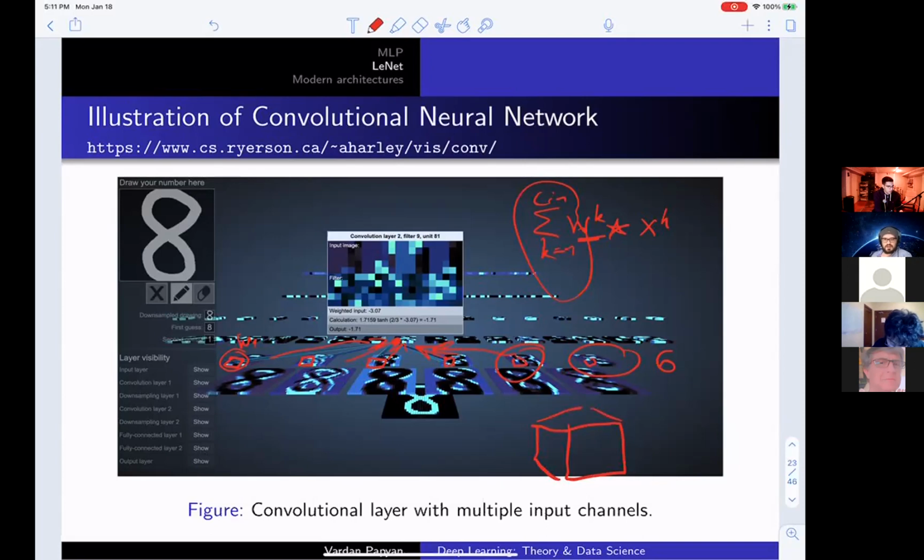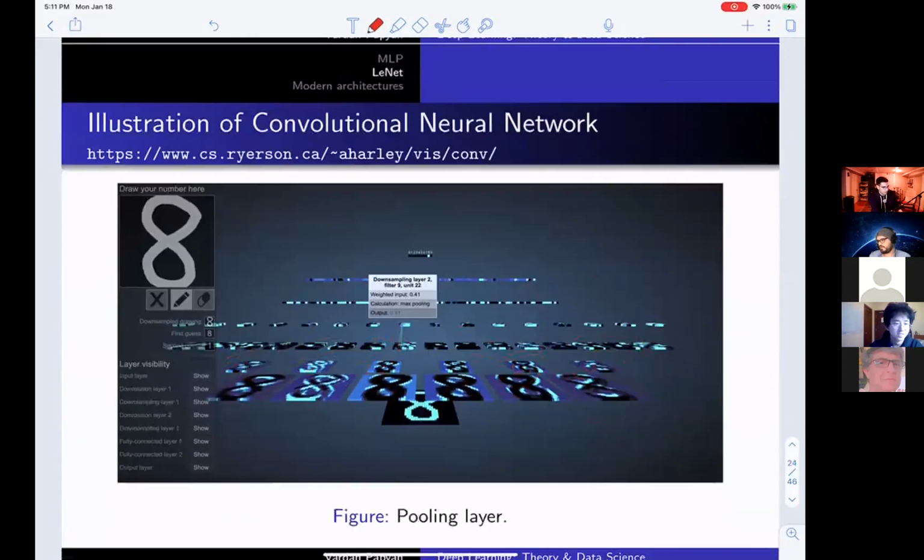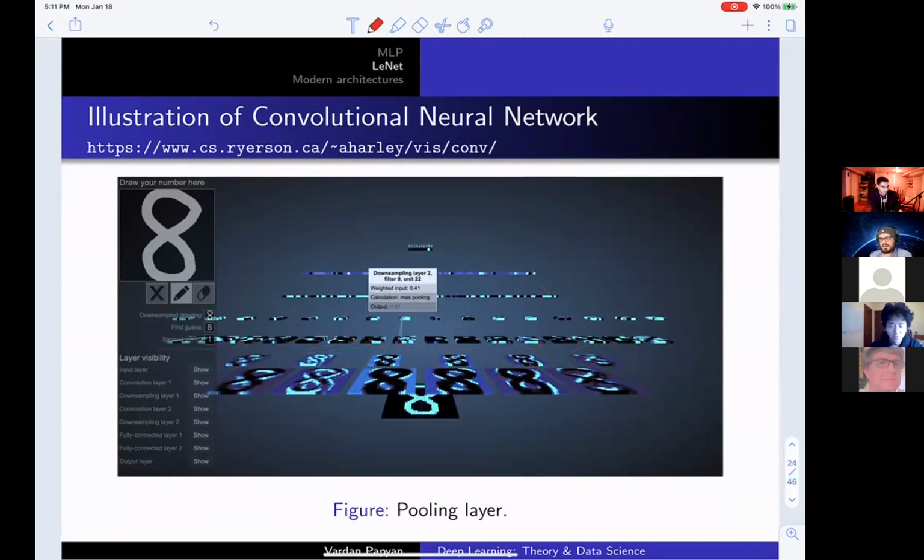But what you said is correct. The number of channels is how many images you have. Yes. Channels are kind of like imagined colors. Exactly. Okay, so now we have the next layer.